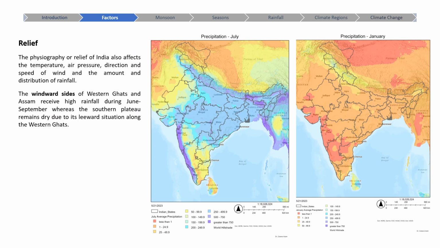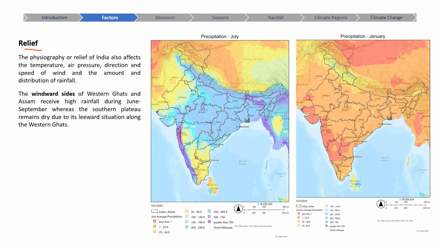Then relief features. The relief feature also plays a very important role. As you can see, these are the maps which show the precipitation. The dark blue color shows the high precipitation. On the other hand, the yellow and reddish color shows the low precipitation. So what is the reason for such a contrast? The reason is the relief feature.